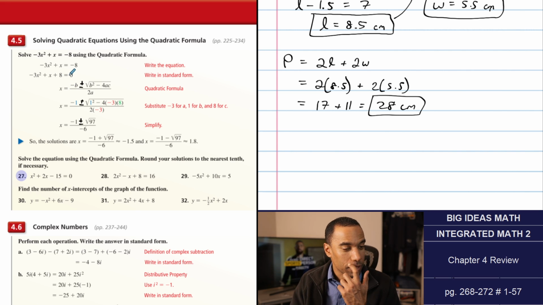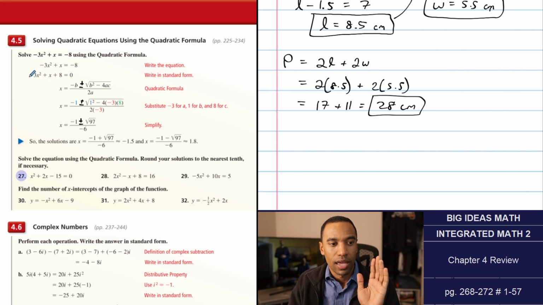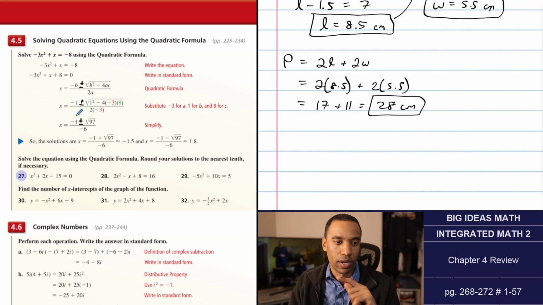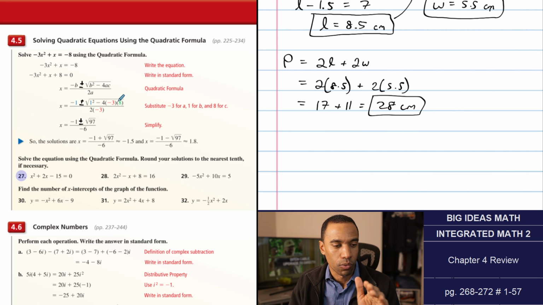So anyway, they still set it equal to 0. You can't identify A, B, and C unless it's 0. A is negative 3, B is 1, C is 8. What I will also do, unlike what they had, which has a lot of internal work here, is evaluate the discriminant first, b squared minus 4ac.